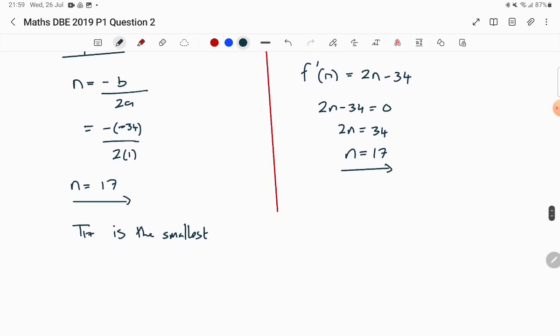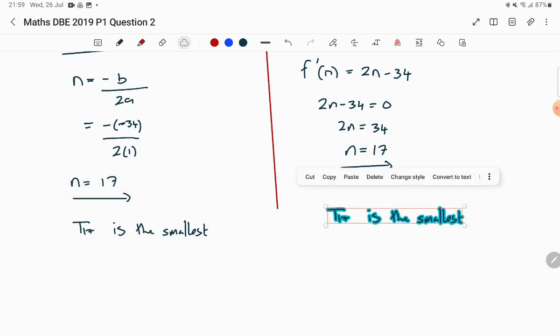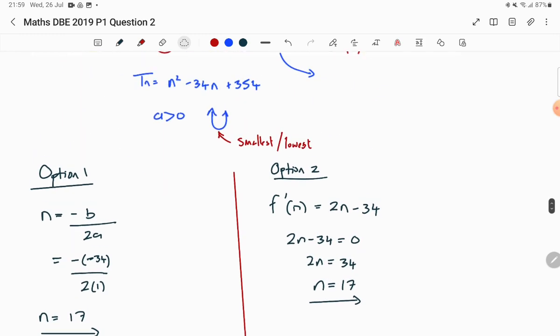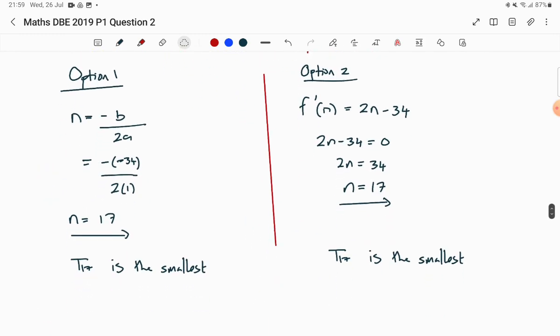And again, as you can see, our answers match. So therefore, T17 is the smallest. It would have the smallest value. And if we wanted to actually figure out what the actual smallest value is, we would take 17 and sub it into our original Tn function, and that would give us that correct answer there.